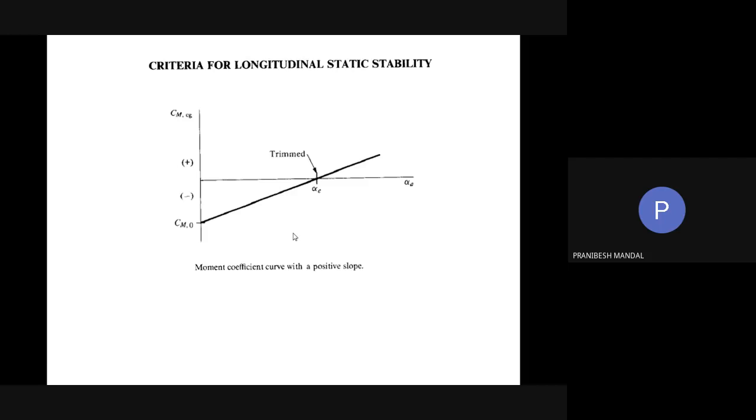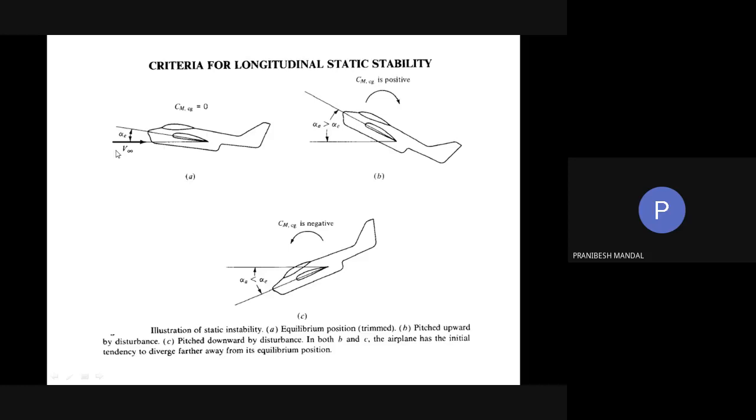Suppose the airplane is moving with this particular alpha e, that is, it is completely trimmed. Okay, so it is moving at alpha e. Fine, no problem with the first figure? No, sir. Now suppose some air gust has come from somewhere and it has caused the airplane a nose up condition.